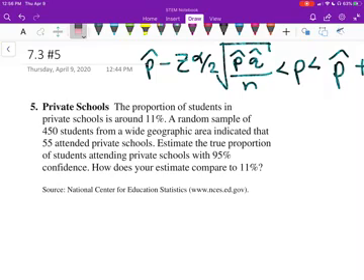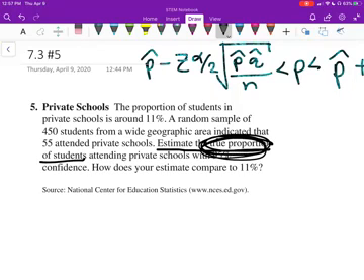So we want to try and figure out what they want us to find. It says estimate the true proportion of students. Estimate the true proportion. That's going to be our formulas with p hats and q hats in it. There's only one confidence interval with p hats and q hats in it that you've learned so far. So that's the formula we're going to be using.